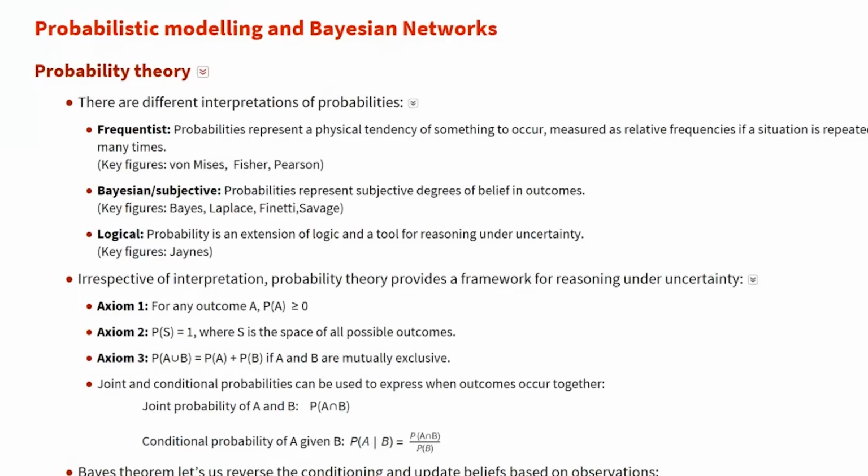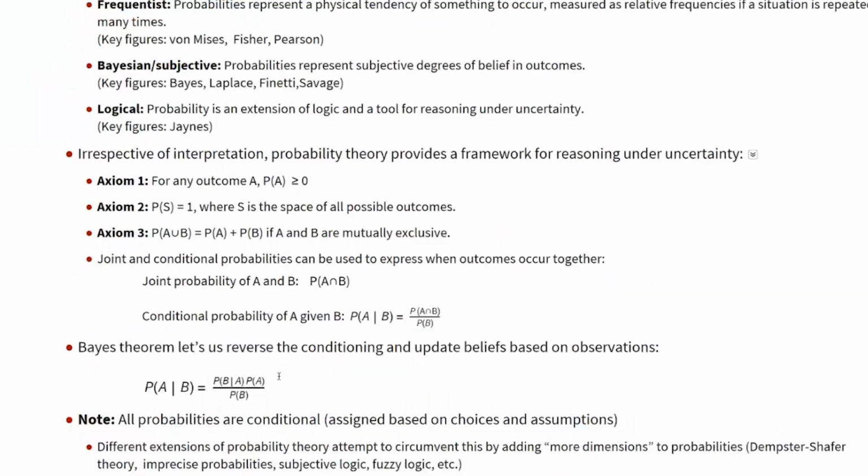So probabilities are positive real numbers. The sum of all possible outcomes is 1, and the probability of two mutually exclusive events equals the sum of their individual probabilities. Other important concepts include joint probabilities and conditional probabilities. And Bayes' theorem lets us reverse the conditioning, which allows us to reason in multiple directions.